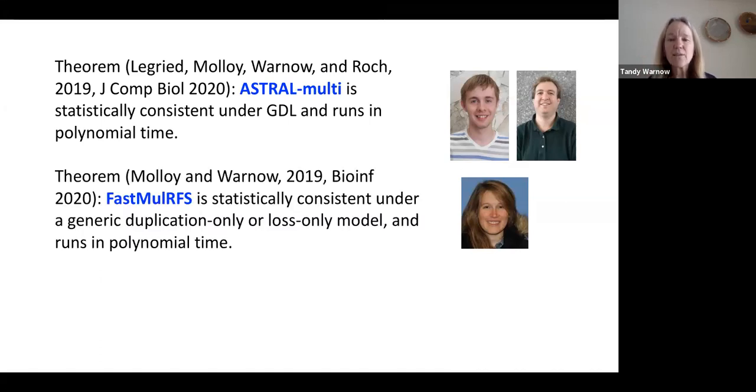Second theorem, just a few months later, was that a supertree method called FastMulRFS, which is a supertree method designed for MUL-trees, is also statistically consistent, but not under all GDL models, but under a subset of the models where there's no what we would call adversarial gene duplication and loss. And examples of that are duplication-only and loss-only models. So two methods that can be used with gene duplication and loss that run in polynomial time. The first is provably statistically consistent throughout, and the other is only under some conditions.